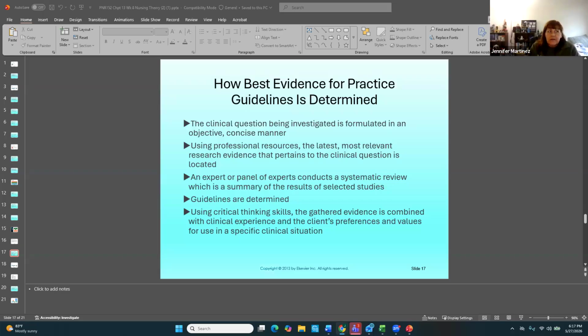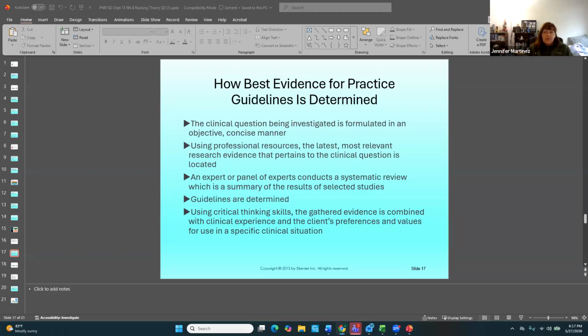So how do we determine how best evidence for practice guidelines is determined? There is a very complex, rigorous process to determining what the best evidence for practice is. So the first thing we want to do is develop the question. What is it that we are trying to investigate? You're going to formulate that in a very objective, very concise manner.